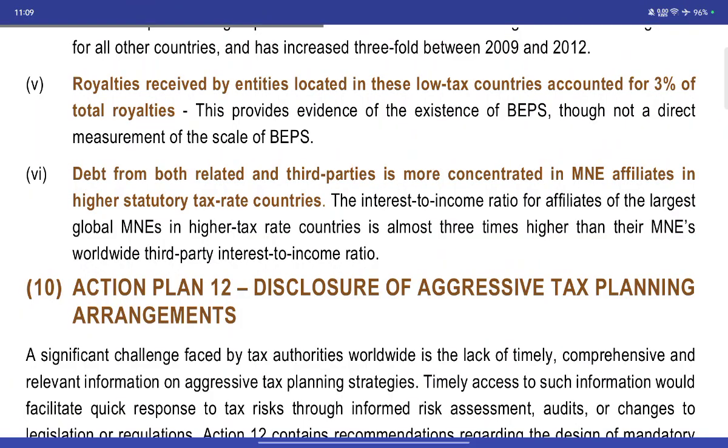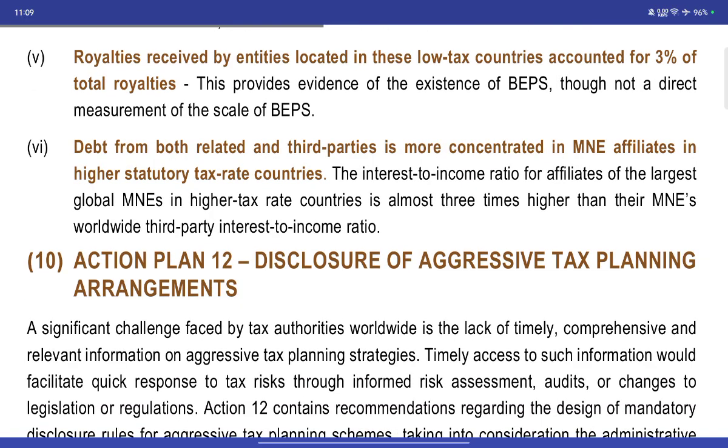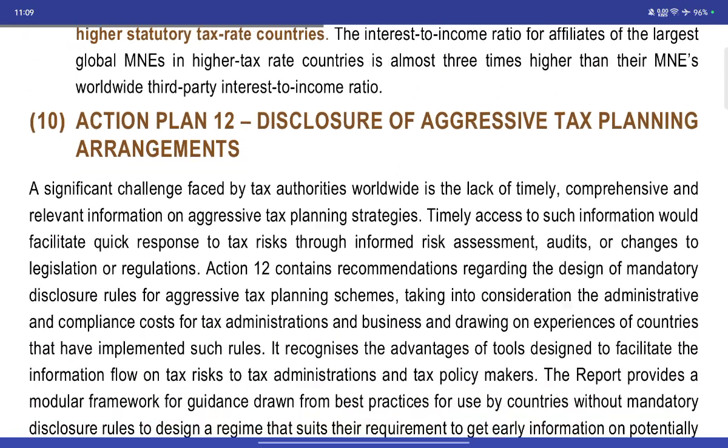Debt from both related and third parties is more concentrated in multinational affiliates in higher tax countries. The interest to income ratio for affiliates of the largest global multinational enterprises in higher tax rate countries is almost 3 times higher than that of multinational entities held by third party interest to income ratio.